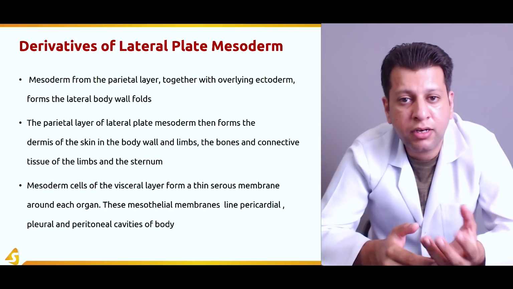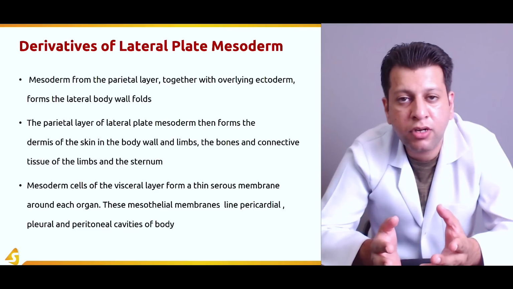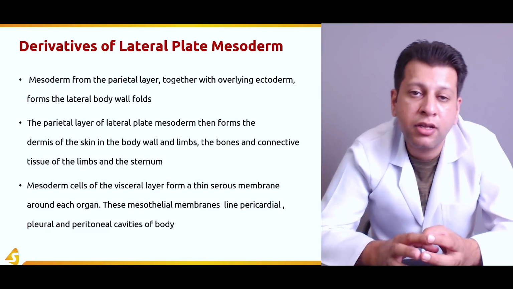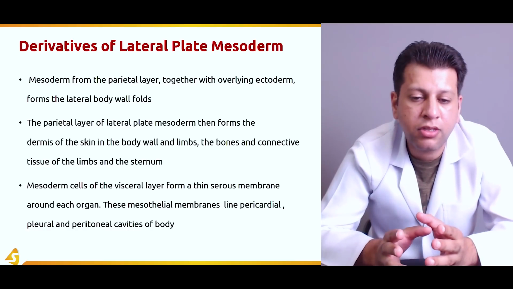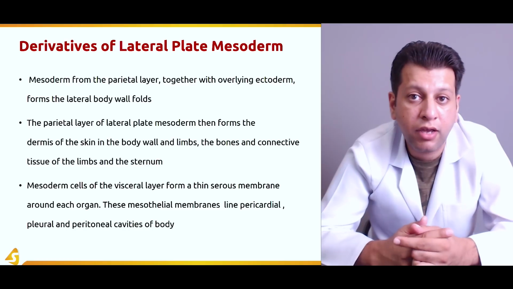When this endoderm forms the heart, this visceral mesoderm forms a thin layer of pericardium around this heart. When this endoderm forms the pleura, there is a small thin layer of cells of this visceral mesoderm which forms the pleural cavity.